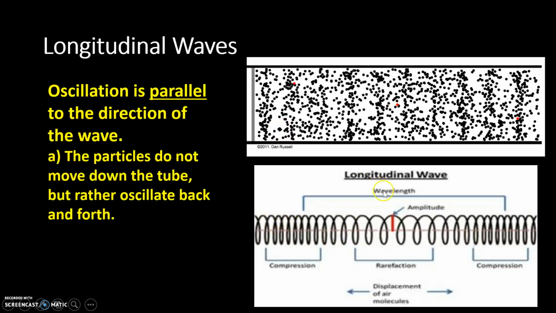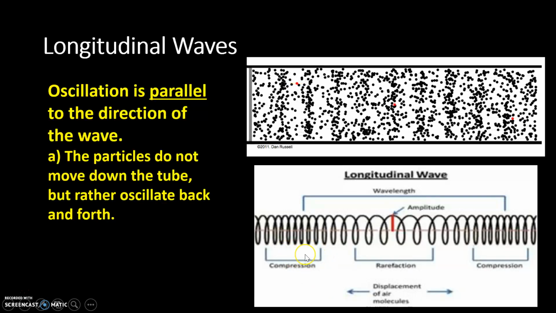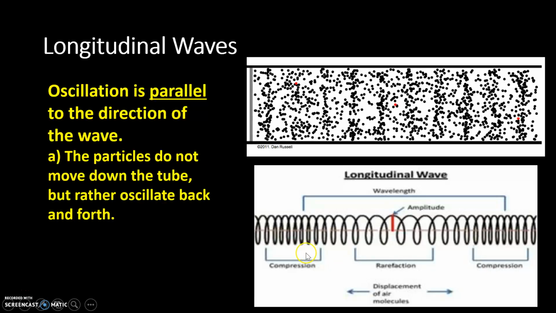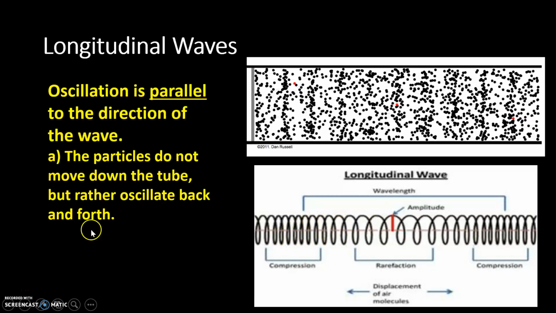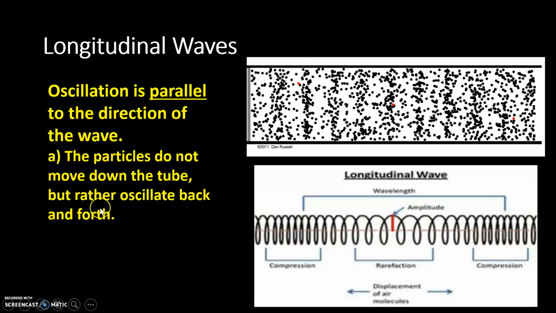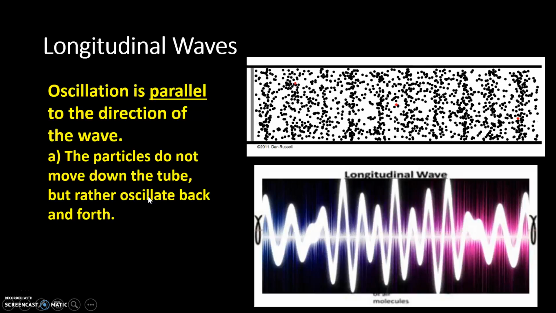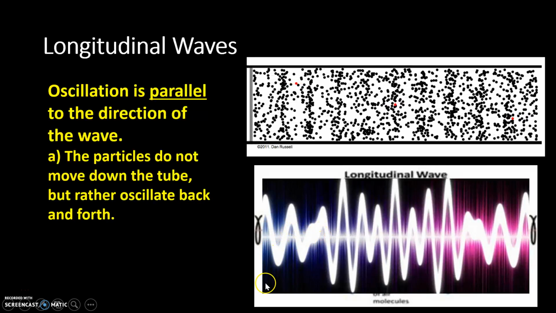As an example, you can see a spring. When you compress a spring, it is an excellent example of a longitudinal wave, because those particles within the spring are oscillating back and forth. Another example is going to be sound waves.